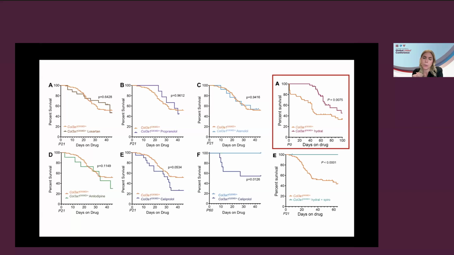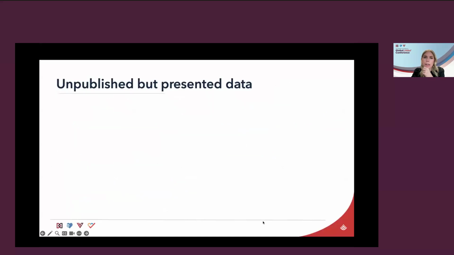Now, hydralazine is available for humans, but it's a very hard drug to give. It has a lot of side effects. It's every 6 hours, short acting, and it was thought to be pretty impractical to actually prescribe this to people. Oh, sorry. Okay, I'll keep moving through.